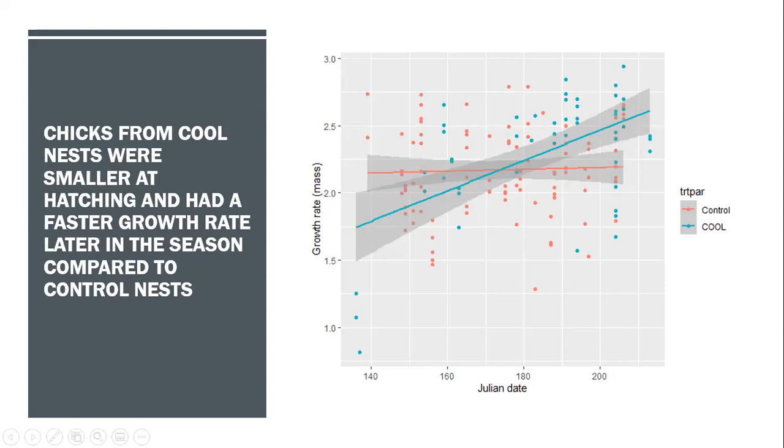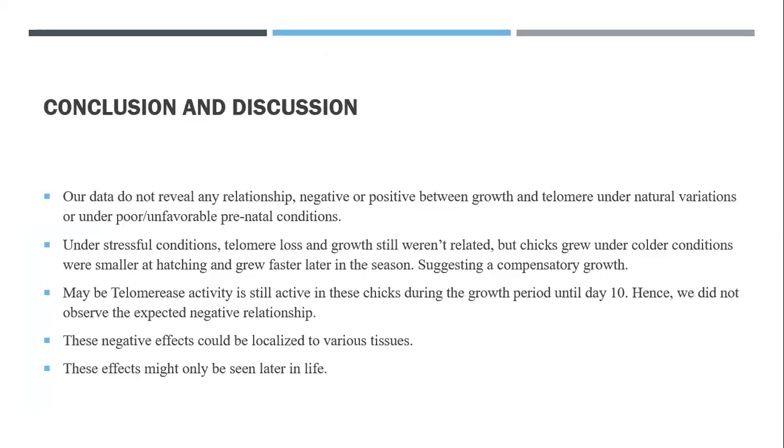So basically we induced compensatory growth in those chicks. Compensatory growth basically refers to when they compensate for growth which they could not achieve earlier in the season or during unfavorable conditions, but when there are favorable conditions, they start growing faster.